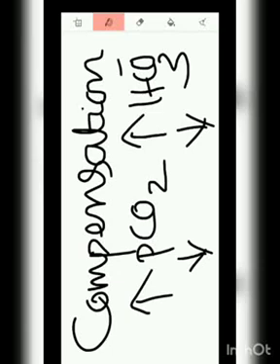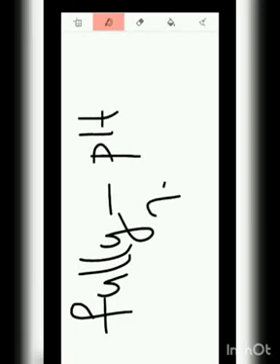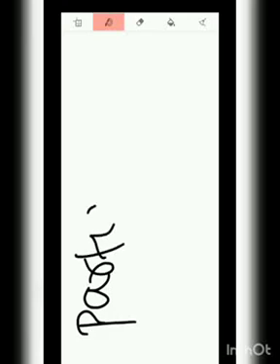In case of the fully compensated stage, we can observe that the pH is between 7.35 to 7.45. The acid and base move in the same track and the pH is between 7.35 and 7.45. That is known as the fully compensated stage.